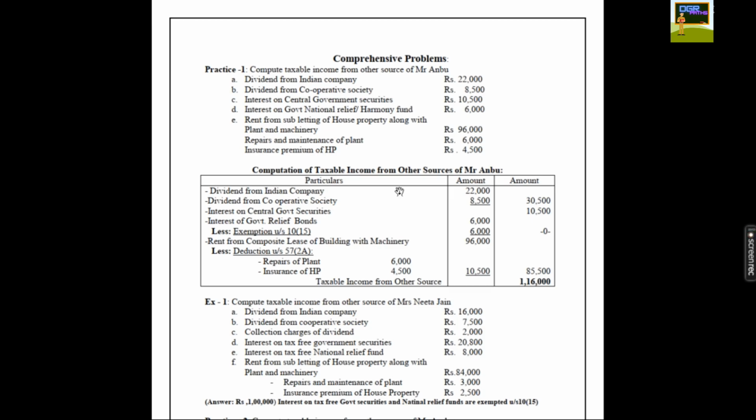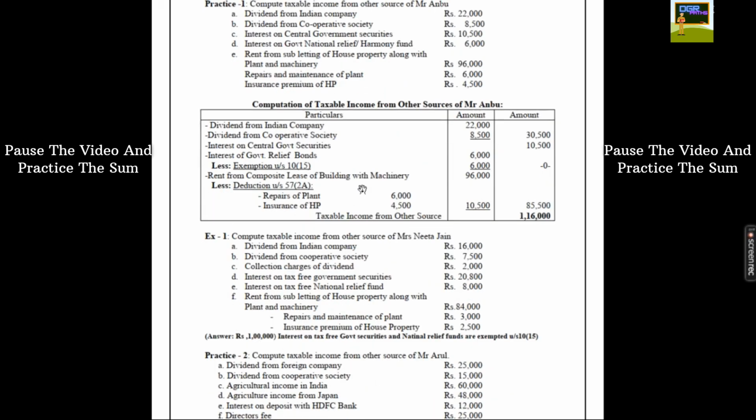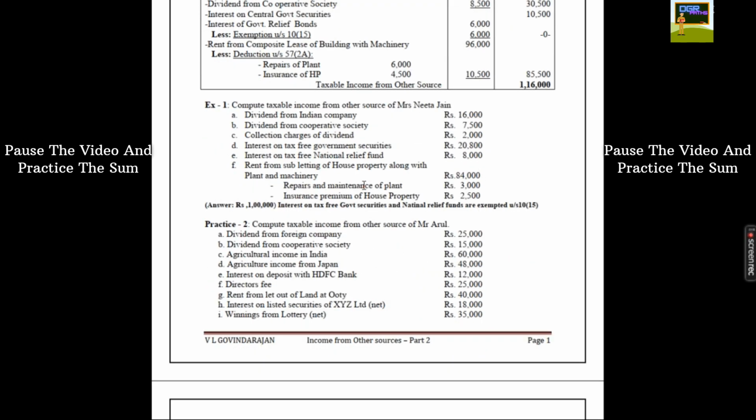Dividend from Indian company fully taxable. Dividend from cooperative society also fully taxable. Interest on central government security also fully taxable. Interest on government relief bonds fully exempted under section 10(15). Rent from composite lease of building with machinery. The total revenue is 96,000. Here we deducted repairs and insurance. So the balance is fully taxable. In the same pattern, the listeners can practice exercise 1 and check the answer. Let me see practice 2.